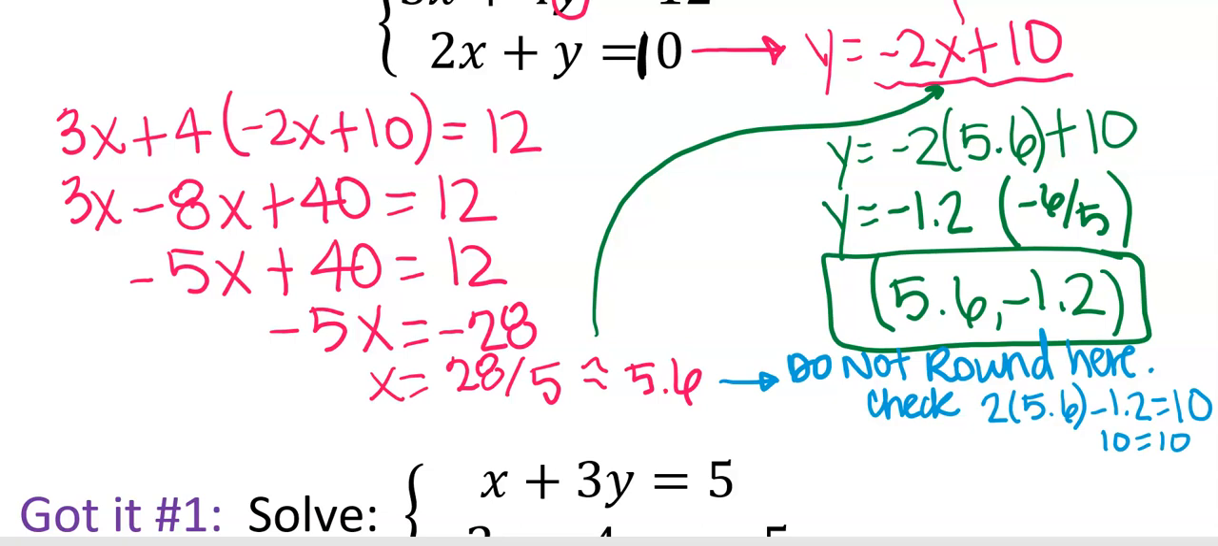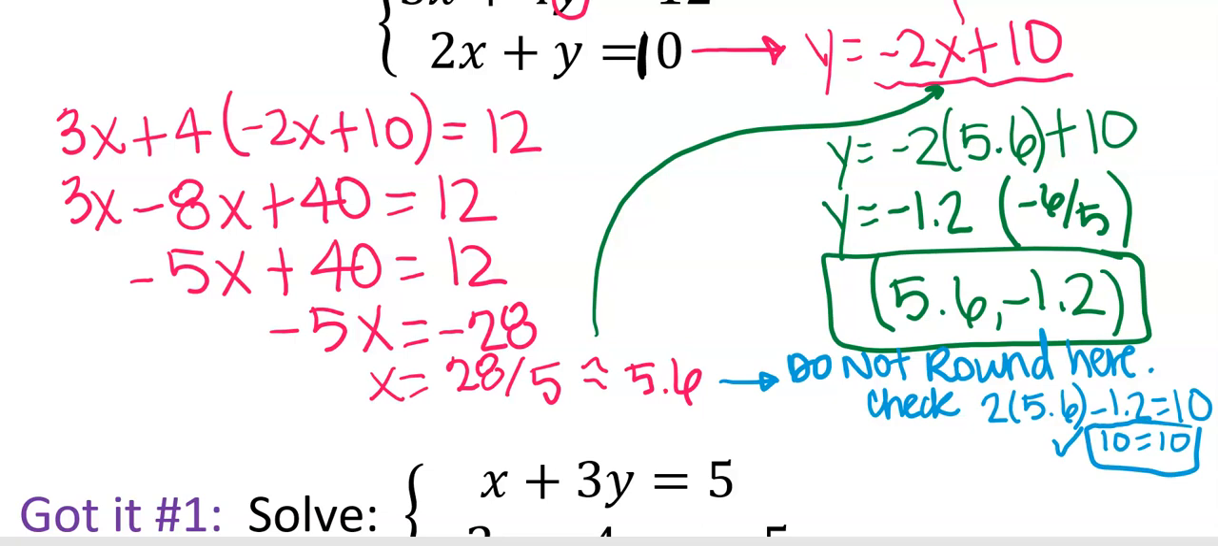And it checks out. So if you're wondering if you get something really strange, you can always check it out. It's not required, but you can check it. So don't add things and subtract things when you're checking though. Keep everything on the same side. So that checks.